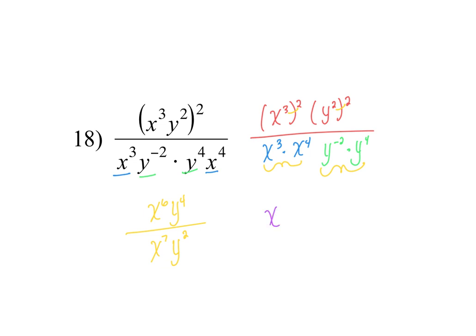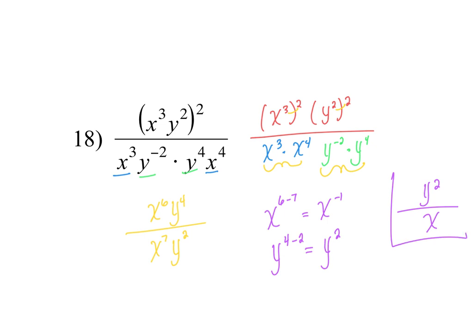For the x's, I have 6 on top and 7 on bottom, so I am going to subtract there. 6 minus 7 is negative 1. Where is that x going to go? On the bottom to the first power. For the y's, I have 4 on top and 2 on bottom. I'm subtracting 4 and 2. Where is that going to go? On the top. And that's my entire answer.